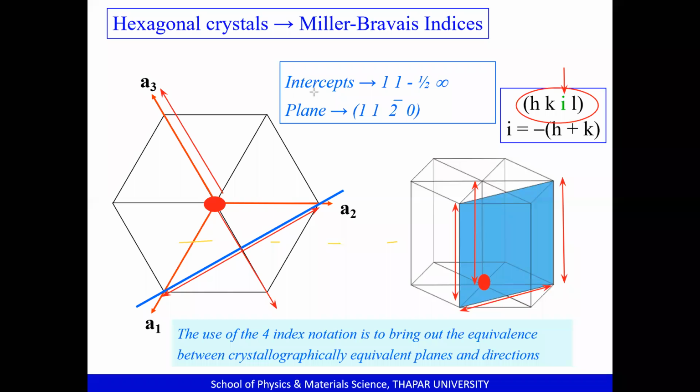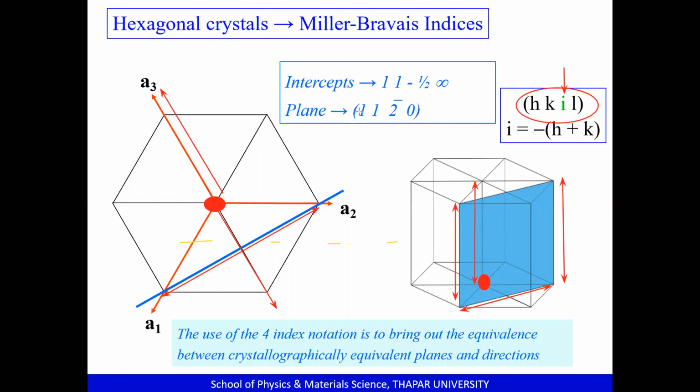So you have identified the intercepts as 1, 1, minus 1 half, and infinity. You have to take the reciprocals and put them in the parenthesis. So the reciprocal of 1 is 1, the reciprocal of 1 is 1, the reciprocal of minus 1 half is bar 2, and the reciprocal of infinity is 0, and I put them in the parenthesis. So (1 1 bar 2 0) is the Miller notation for this given plane.